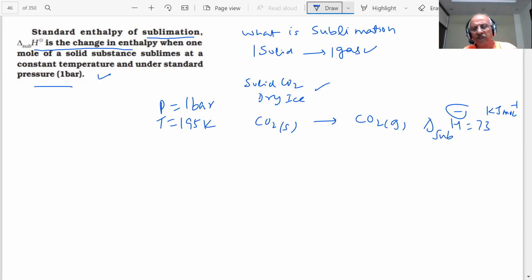There are so many substances which sublime. Ammonium chloride, in the experiment you have seen sublimation, student. So the two important ones which will be used are standard enthalpy of fusion and standard enthalpy of vaporization.